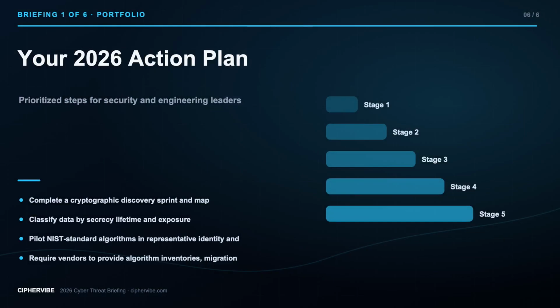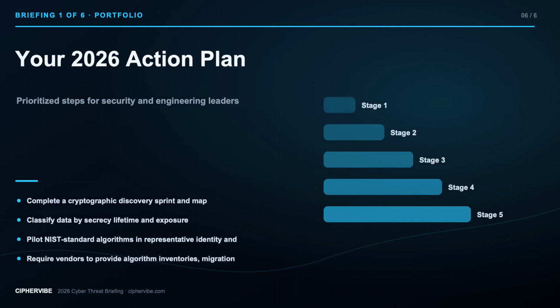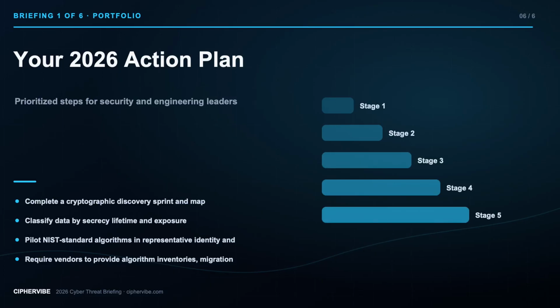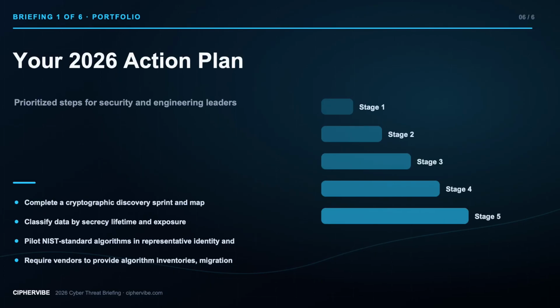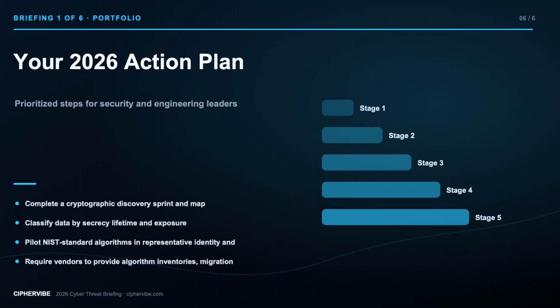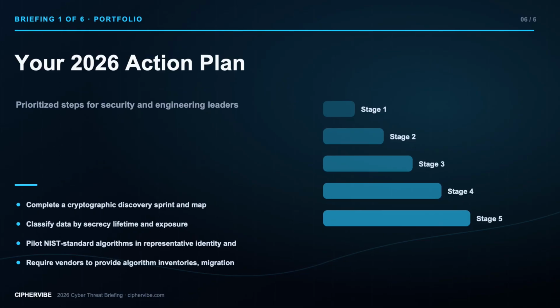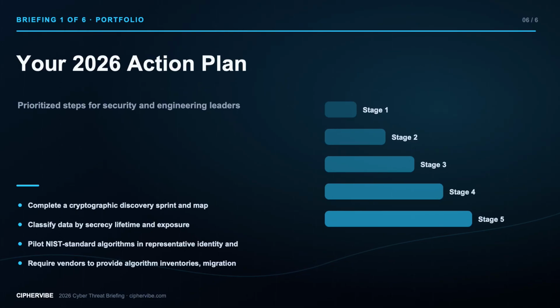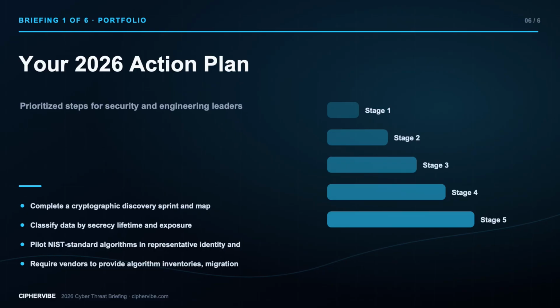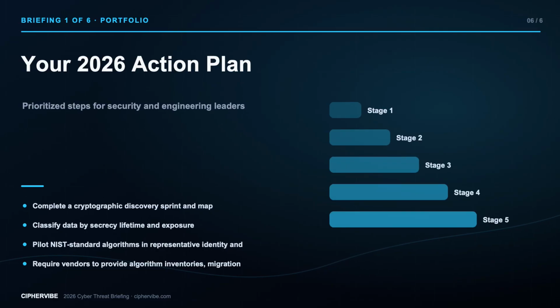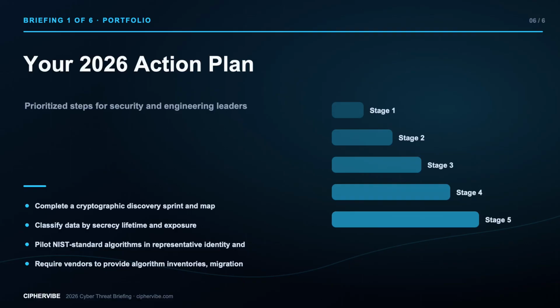Turn this briefing into an action plan. First, complete a cryptographic discovery sprint and map every critical dependency to an accountable owner. Second, classify data by secrecy lifetime and exposure to harvest now decrypt later collection. Third, pilot NIST standard algorithms in representative identity and transport paths before broad rollout.